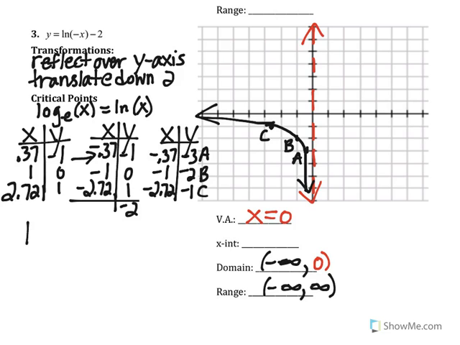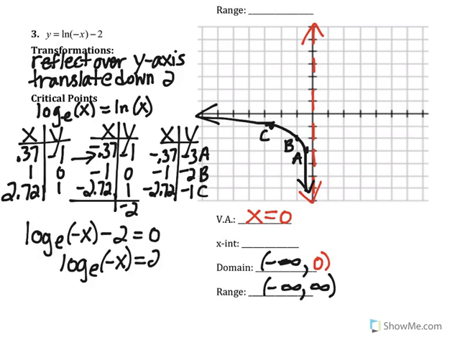And then we're going to want to set, I'm going to make it log base e right away of -x minus 2 equals to 0, because we are going to be switching this to exponential form to finish up this last piece. So it'll be e squared is equal to the -x. So when you calculate, you'll just do -e squared. And that's going to come out to -7.39.